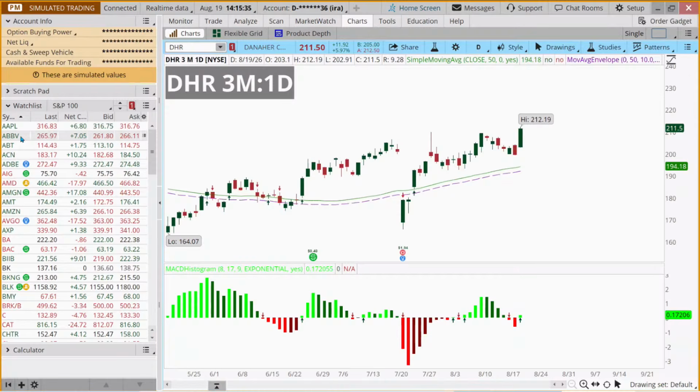DHR. Valid buy signal or no? How long ago? 2 day. MACD's green today. Stock's making a new high today.